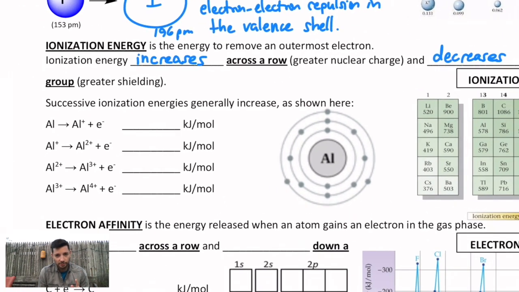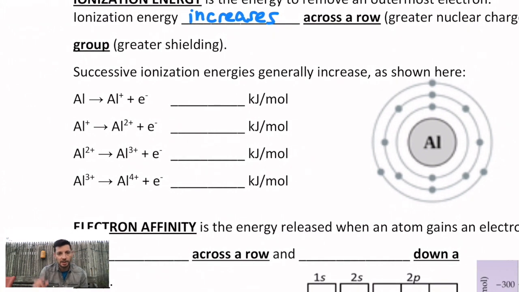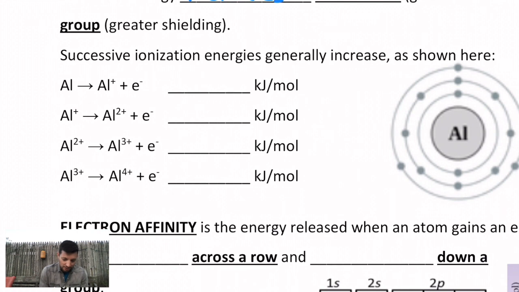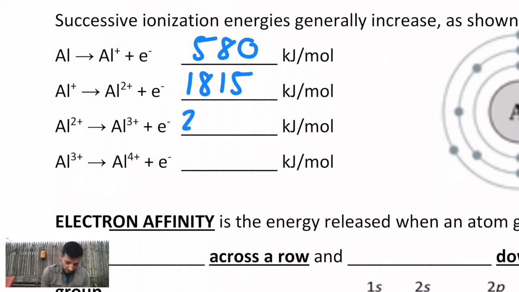But I want to go one step further with this and talk about successive ionization energies. When we say ionization energy, we usually mean just how much to take away the single outermost electron. What about removing multiple electrons, maybe all of them? This is called successive ionization energies, and they generally increase as you remove more and more electrons. For example, we can quantify this. Aluminum, becoming aluminum plus, has an ionization energy of 580 kilojoules per mole of aluminum. If I want to take away the second electron from the aluminum plus, that requires 1,815 kilojoules. I want to take away a third one, it's 2740 kilojoules per mole.